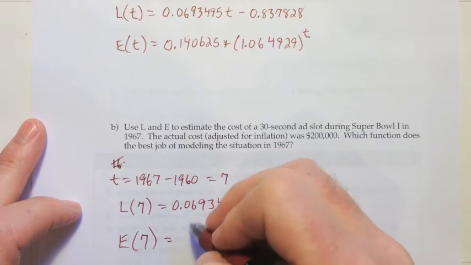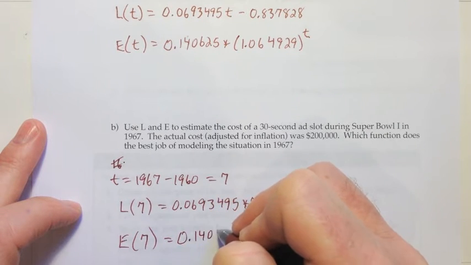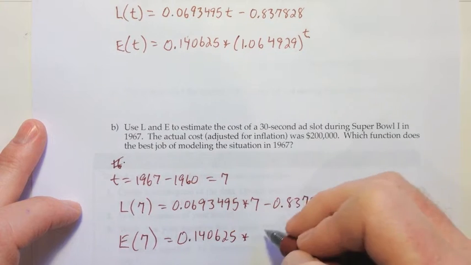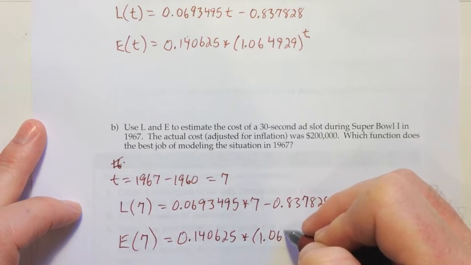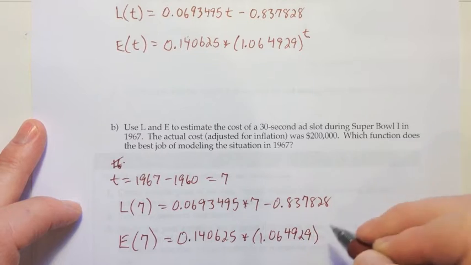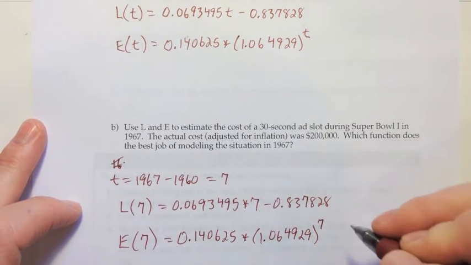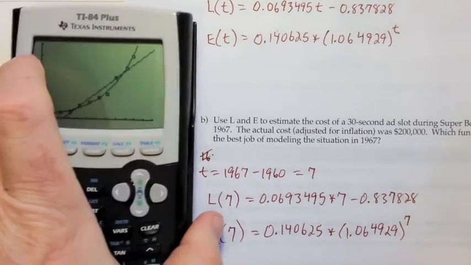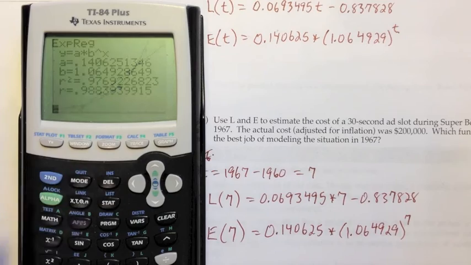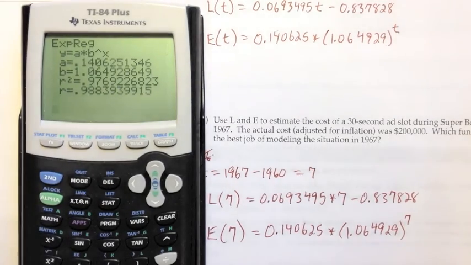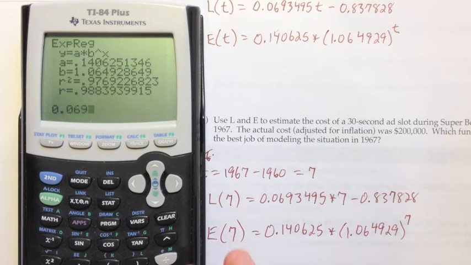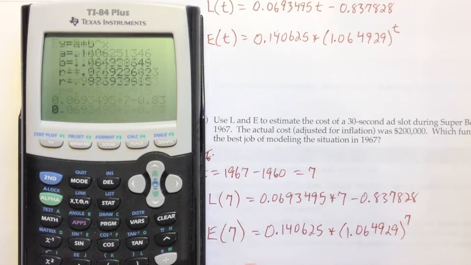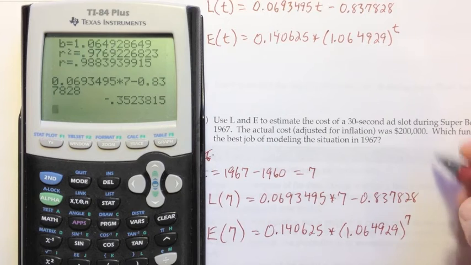So E of 7 would be 0.140625 times the base of 1.064929 raised to the t, which is going to be 7 for this particular problem. Alright, so we'll bring in the calculator now, and we'll see what we get for each of those two. So I'm going to hit second quit, get back to the calculation screen for the linear one, 0.0693495 times 7 minus 0.837828, and I get a negative, which is interesting.